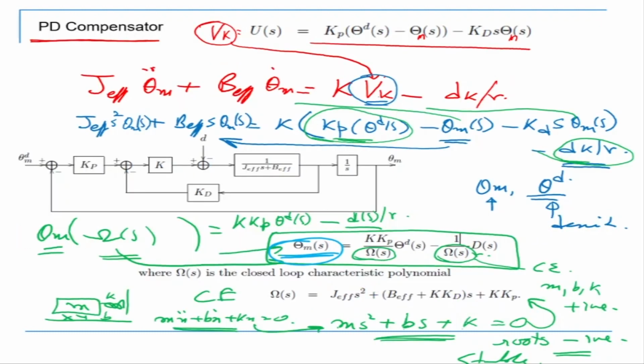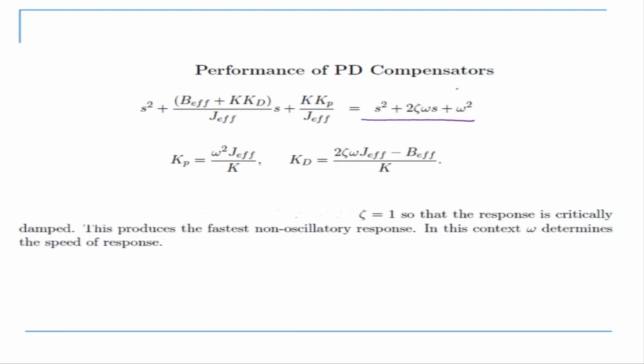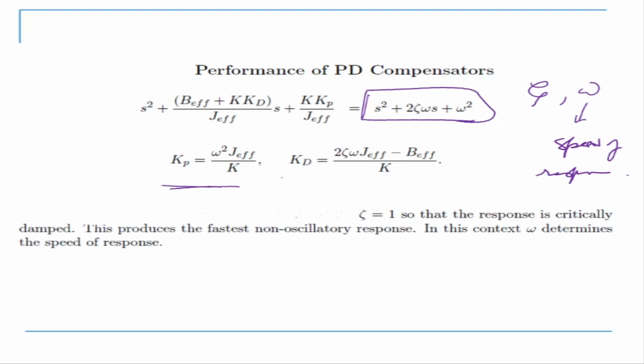So this equation, we can write it effectively in this way, in terms of s squared plus 2 zeta omega s plus omega squared, and omega and zeta are called the natural frequency and the damping ratio. So we are writing it in terms of zeta and omega. Omega determines the speed of response. Now we can write it in this form, and what we are getting is Kp is equal to omega squared J effective by K, and Kd is equal to this.